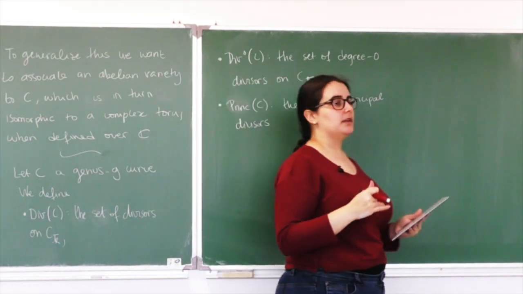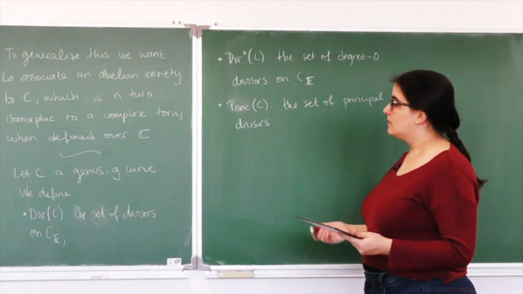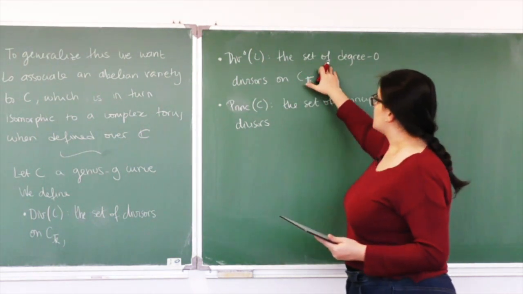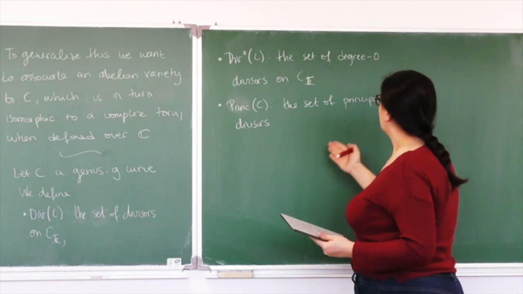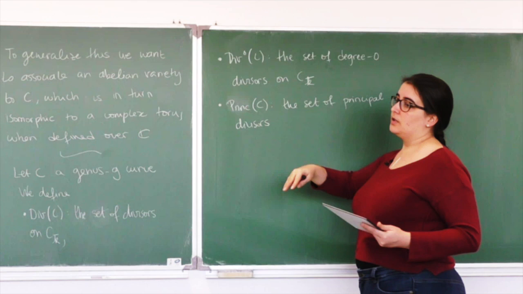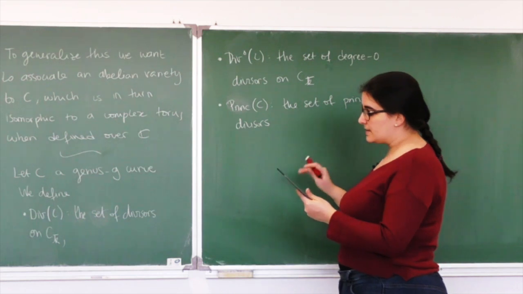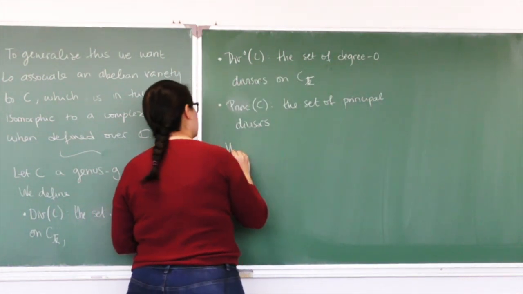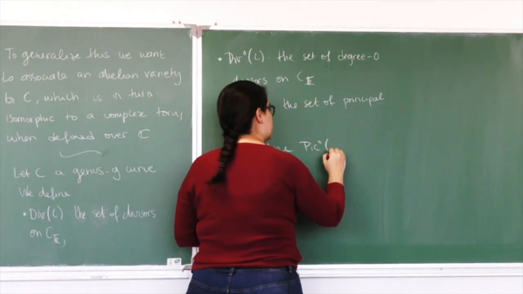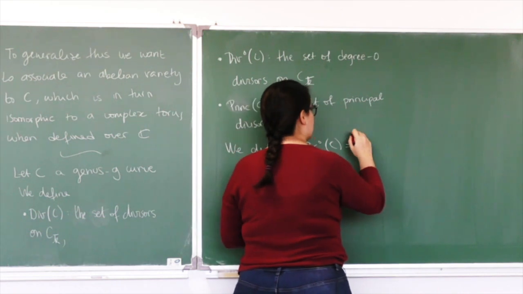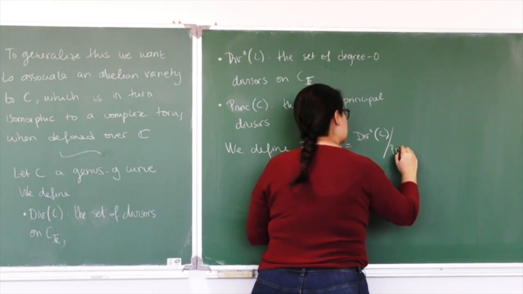So for those that might not be fully familiar with divisors, it's just a formal sum of points. The degree is just the sum of the orders at every point. And the principal divisors are divisors that come from looking at the zeros and poles of meromorphic functions. So with this setting, we define Pic^0 of the curve as the degree 0 divisors quotiented out by the principal divisors.